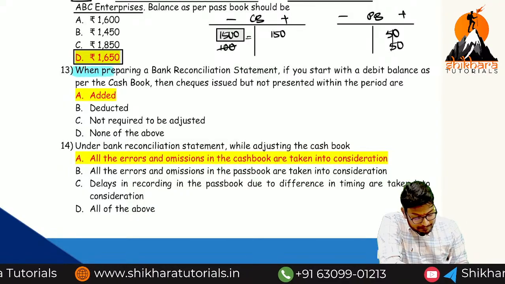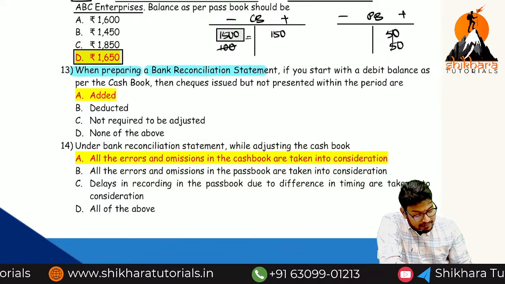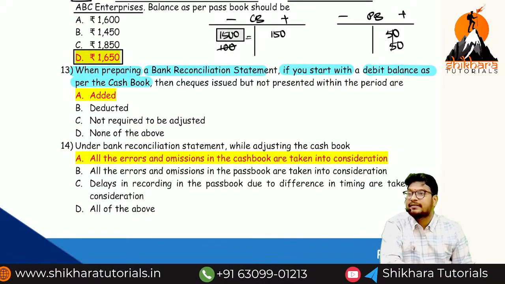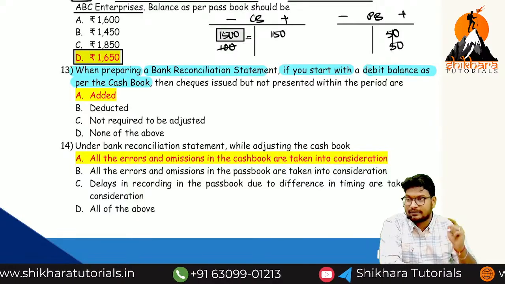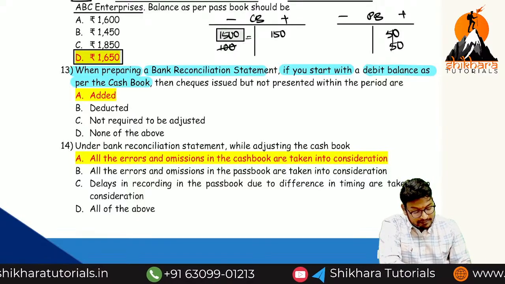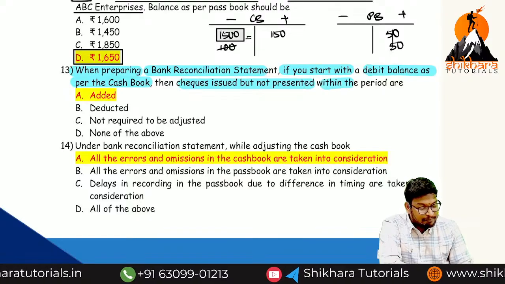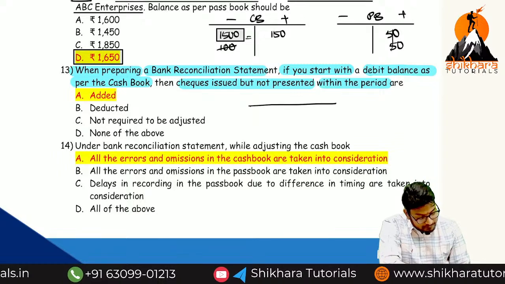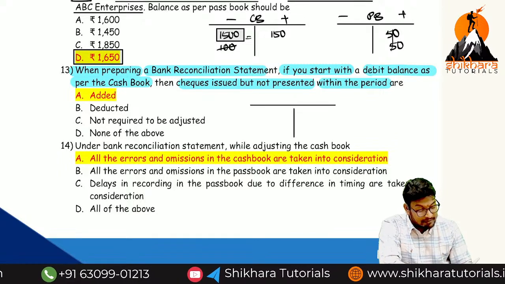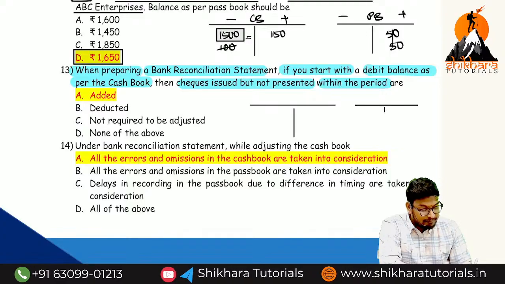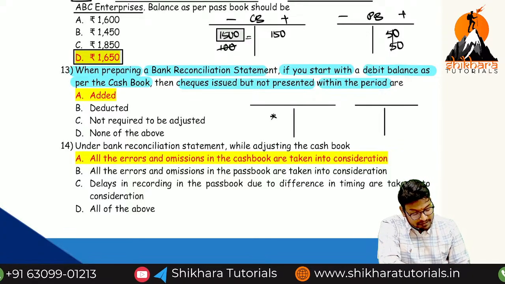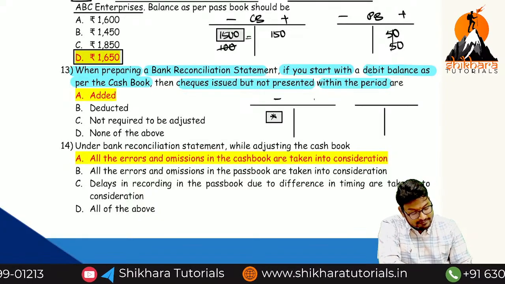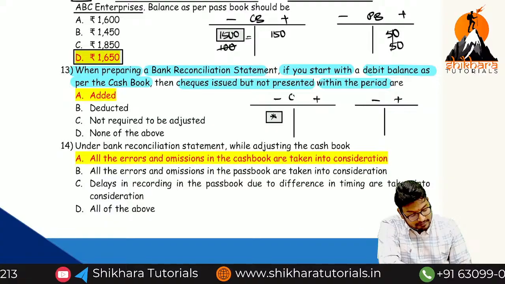So next one, when preparing the bank reconciliation statement, if you start with the debit balance as per cash book, what is the meaning of debit balance as per cash book? Symbols: minus, plus, minus, plus. Then the check issued but not presented within the period. That means where we need to record it? In the cash book credit side. What is the symbol? Add. The given balance is debit balance. They have not given the amount, that is the reason I am keeping a star mark.